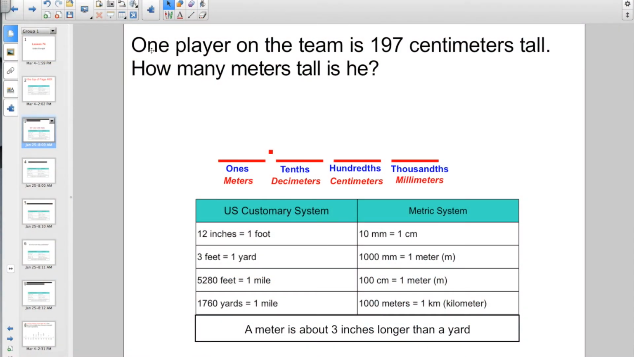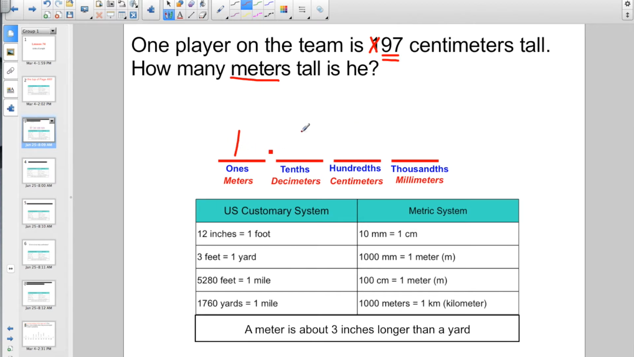So let's jump right into it here. One player on the team is 197 centimeters tall, and they want to know how many meters tall he is. So what do we know about centimeters to meters? Looking on our chart here, it says 100 centimeters equals 1 whole meter. So I could take that 100 right there and call it 1 whole meter, right? So what do I have left? 97 centimeters. So I'd have to write it as a decimal number.